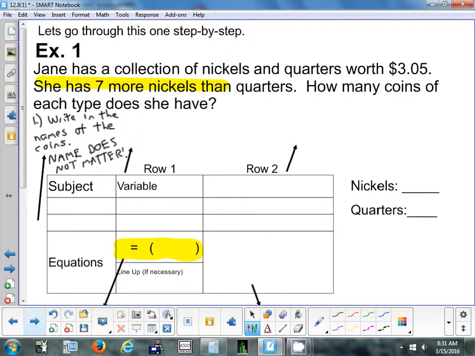Usually it's going to be 2 out of 3. It might be nickel. It might be dime. It might be quarter. We may give you one with a $50, but usually not. It's usually 2 out of those 3: nickel, dime, or quarter. All right. So like I said, the first thing you're going to do, write in the names of the coins. The name in the sentence, like I said, doesn't matter. The name of the problem. In this case, Jane, I don't care about her. I just care about what she has for coins.